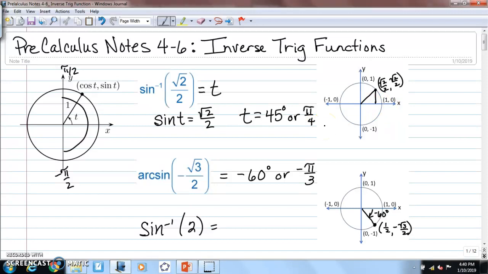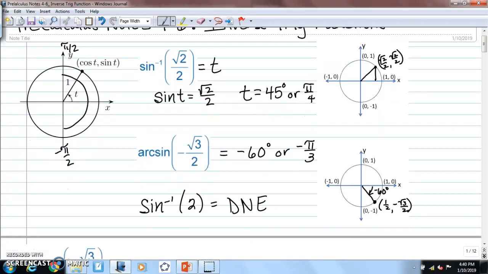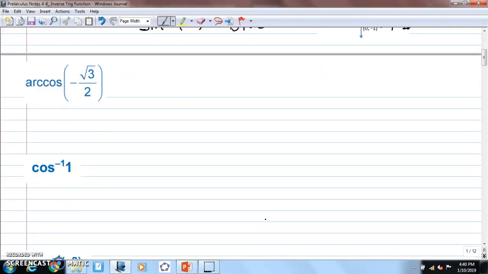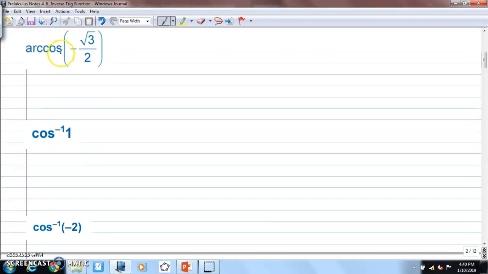Okay. Sine and cosine, remember, when you take sine or cosine of an angle, it's not going to be greater than 1. It's not going to be less than negative 1. So this does not exist. Okay, or it's an empty set, whichever way you want to write it. Okay, inverse cosine, same type of thing. Okay, and again, it can be written as arc cosine or inverse cosine with full negative 1.